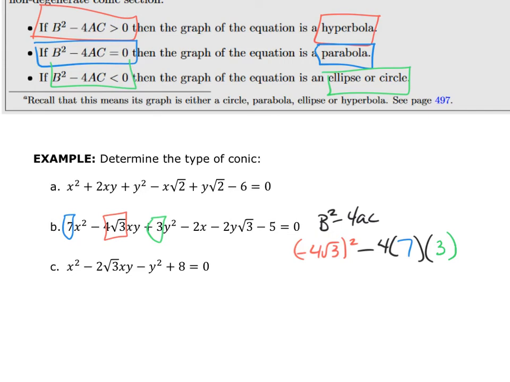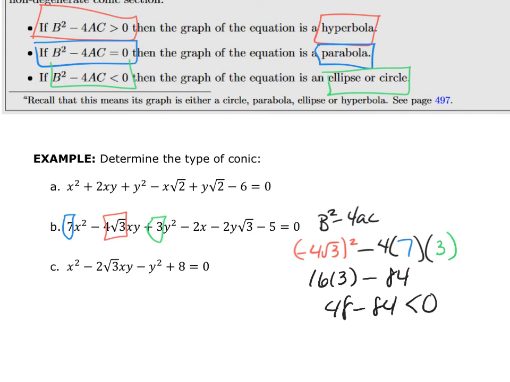So I get 4 squared, which is 16, times the square root of 3 squared, so that's 3. So this is going to be 16 multiplied by 3, minus, and then I have 21 times 4, which is 84. 16 times 3 is 48. Is that going to be equal to 0, less than 0, or greater than 0?